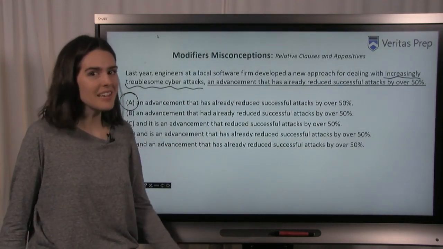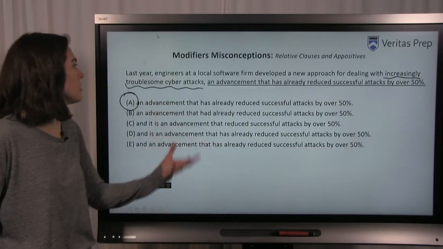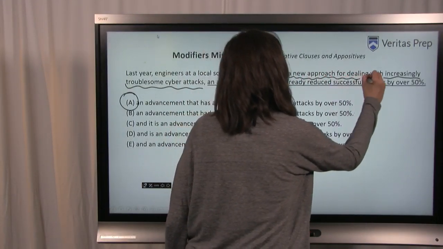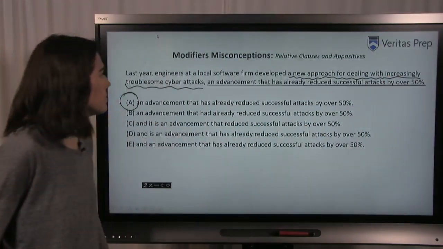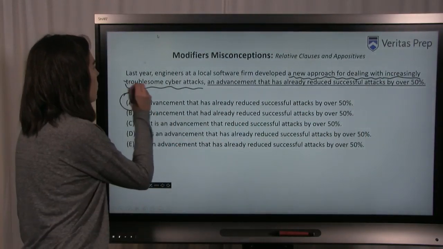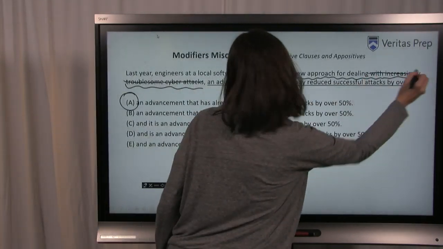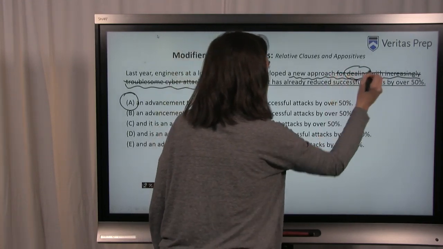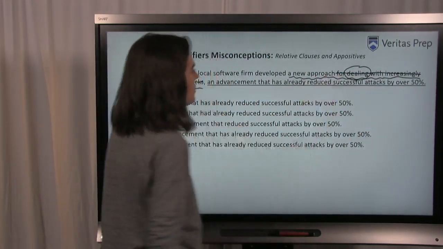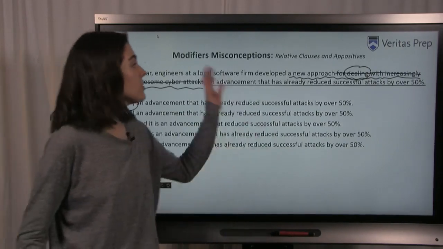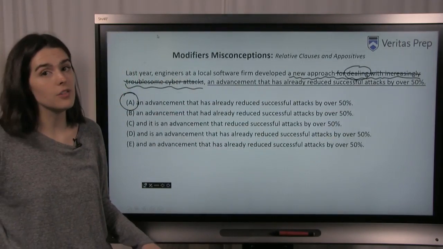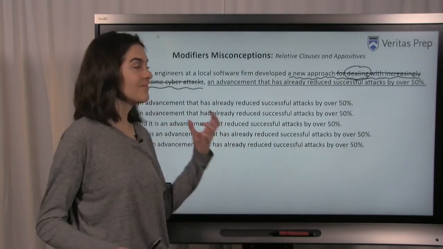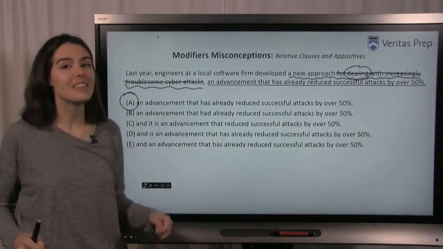It doesn't. You're right, which is why it doesn't describe increasingly troublesome cyber attacks. It describes a new approach for dealing with increasingly troublesome cyber attacks. With increasingly troublesome cyber attacks describes dealing. For dealing, blah, blah, blah, describes a new approach. So it's describing that whole entire noun phrase, even though there are nouns in between. So this is actually fine the way it is.